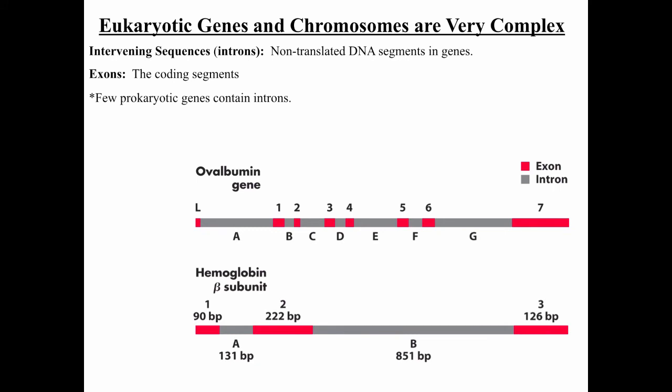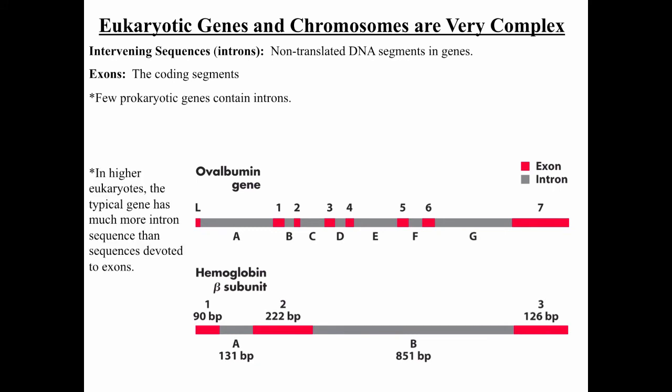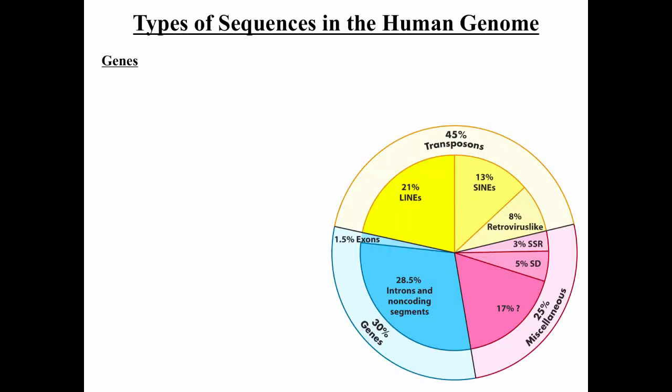Few prokaryotic genes actually contain introns, whereas in higher eukaryotes, the gene sequence actually contains more introns than exons. Why exactly there are introns isn't entirely clear, although in some cases it is, but not all the functions of the introns are clear.